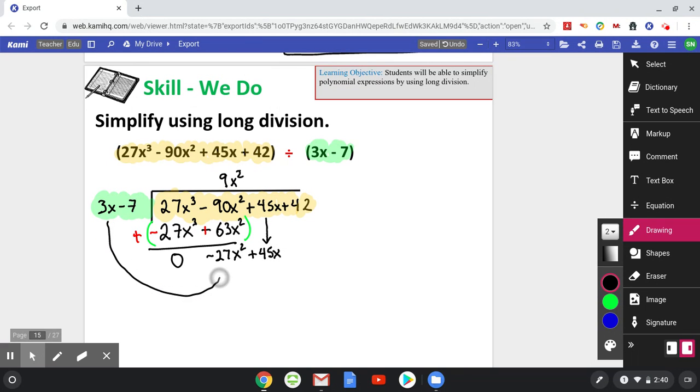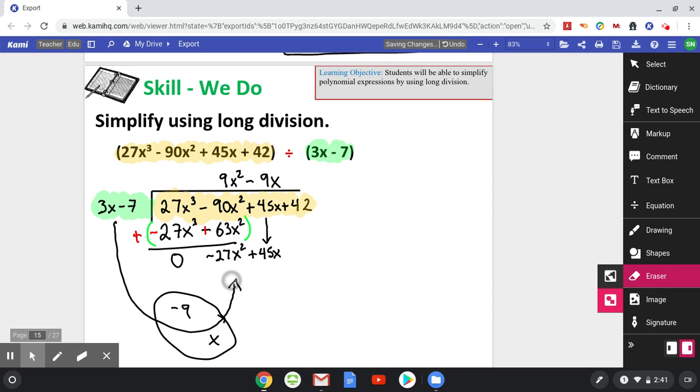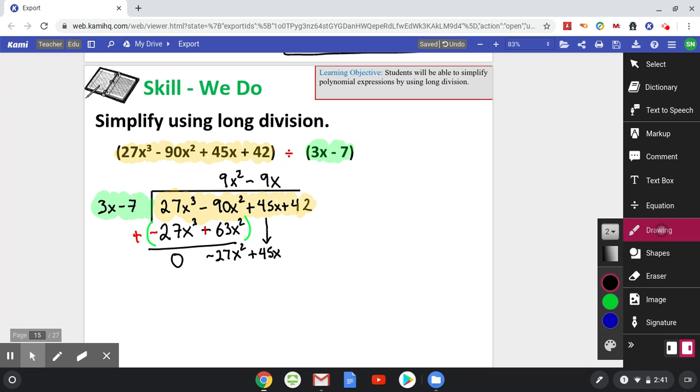Now, which number do I multiply 3 by to get 27? That's a -9. What do I multiply the x by to get x squared? That would be x. So these two numbers, the -9 and the x, will be going as part of the quotient, -9x. Okay. Let's multiply this -9x times the divisor. Starting from left to right, 3 times -9 is -27x squared. -7 times -9x is positive 63x.